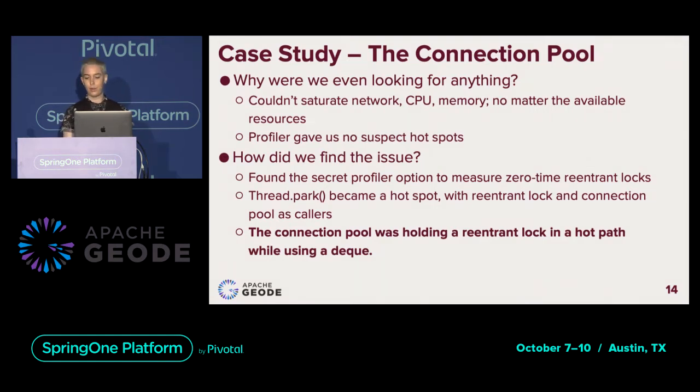Eventually, we found the secret profiler option that shows zero-time reentrant locks and found that thread.park became a hotspot. And its callers were reentrant lock and the connection pool. So eventually, we found that the connection pool was holding a reentrant lock in a hot path while accessing a deque, also called a DQ or a double-ended queue.